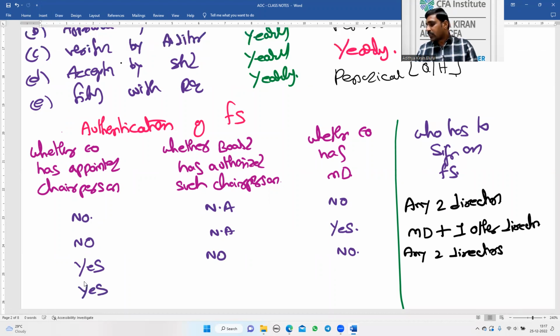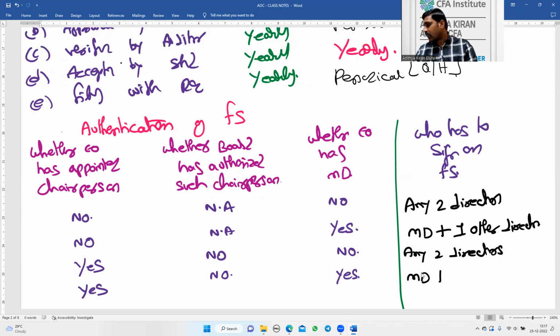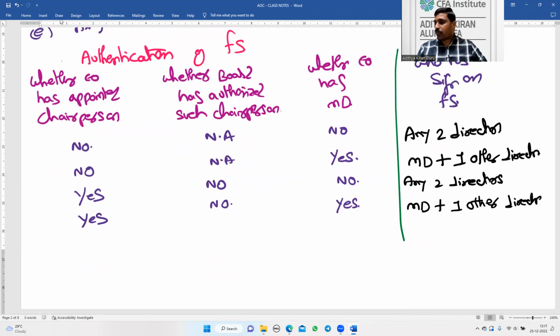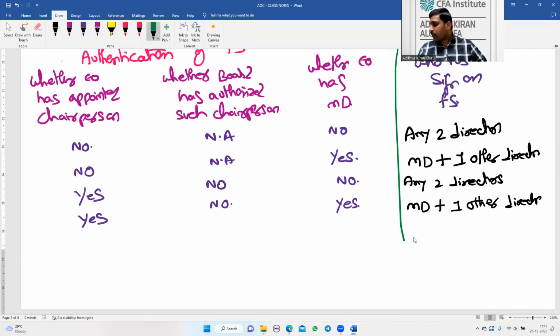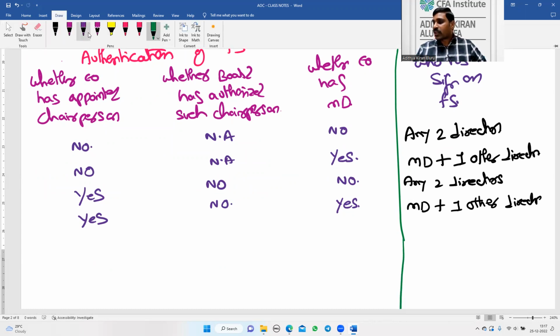Whether the company has a chairperson? Yes. Whether the chairperson is authorized? No. Whether the company has a managing director? Yes. Then the managing director plus one other director. Both are the same, cases 1, 2, 3, 4 are the same. Just for your clarity, I'm giving this. If the company does not appoint a chairperson, or if the company has appointed a chairperson but the board of directors has not given authorization to them, the position is the same.